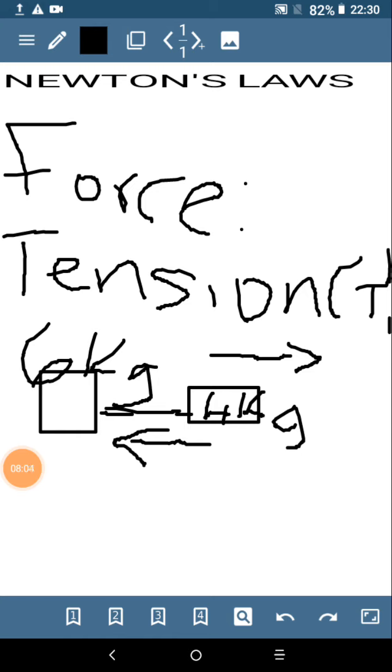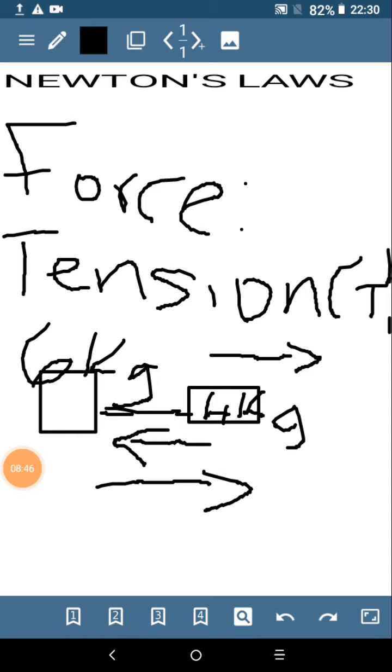Let's come to the 6 kg block. If the 6 kg block is moving to the right, yes, it is moving to the right, but the 4 kg block will also exert a force through the string, because it is attached to the 6 kg block. It will try to drag the 6 kg block to the right. So the tension force is acting to the right on the 6 kg because it is moving to the right, guys.